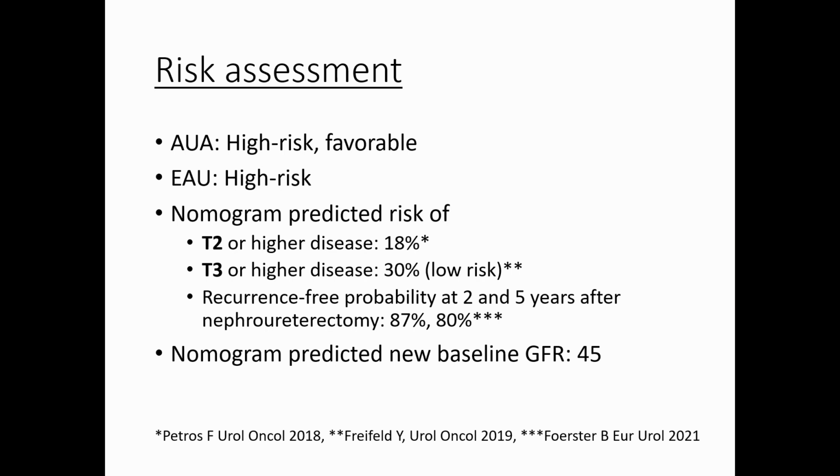I would offer... So in terms of tumor risk assessment, by AUA criteria, it's a high risk favorable. EAU, it's high risk. They just have sort of a general broad bucket there, just based on the high grade. If we use the nomograms, developed by Dr. Petros, who just walked in, the prediction of T2 or higher disease is 18%. Perfect timing. T3 disease or higher prediction is 30%, and the recurrence-free probability is 87% at 2 years and 80% at 5 years. So actually it's high grade, but these predictions are not what you would think for traditional high grade. That actually looks pretty reasonable.